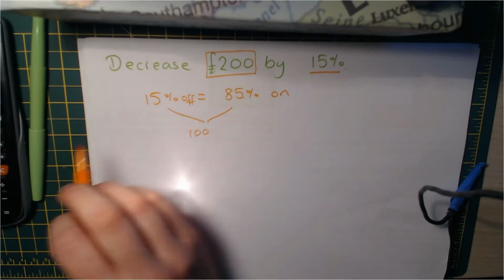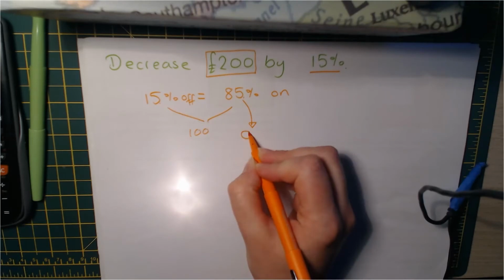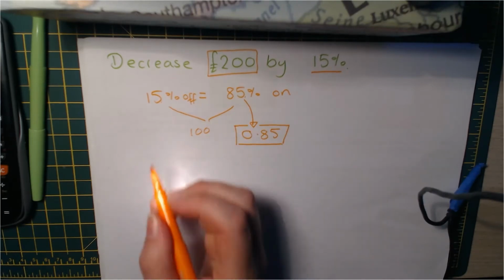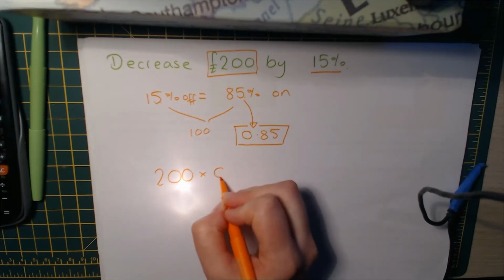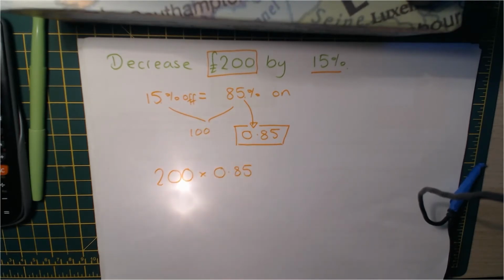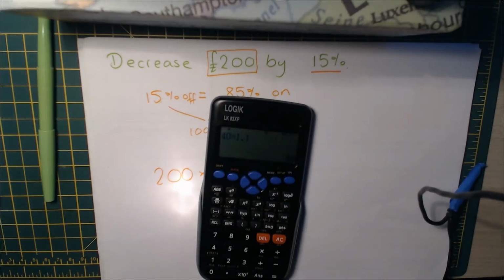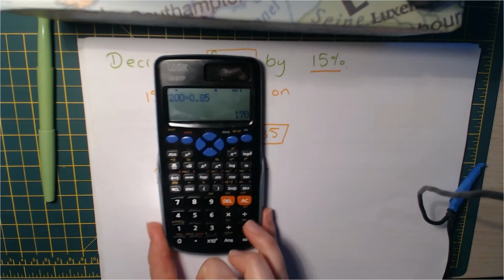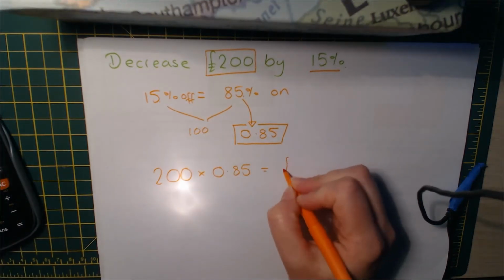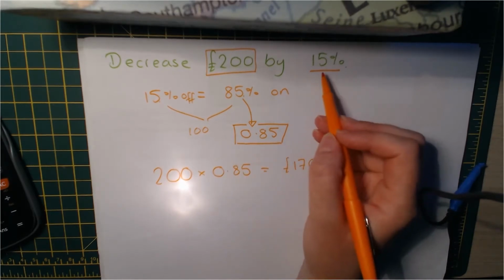Okay, so we're going to find the multiplier for 85%, which is 0.85. So we're going to do 200 multiplied by our multiplier 0.85, and that will give us our answer. 200 multiplied by 0.85 is 170 pounds.